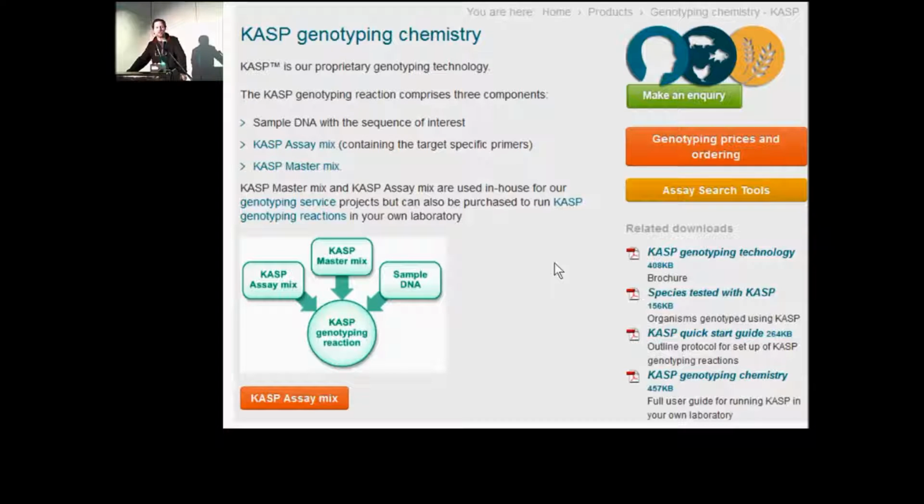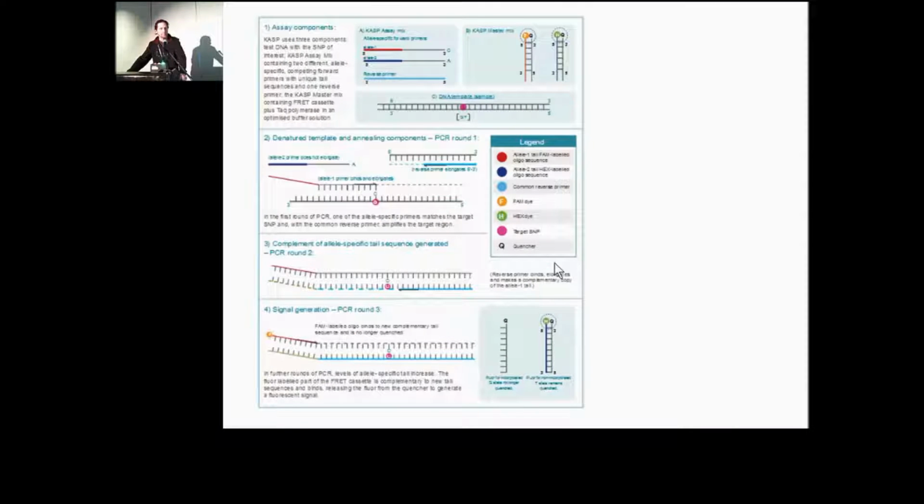The same pages, you can pull out PDFs that describe the CASP genotyping technology if you're not familiar with it. You can purchase this as reagents and do it in your own lab, or you can use LGC as a service provider where you send DNA, or even tissue for that matter, and then get your data back. So the CASP assay is essentially a competitive allele-specific primer extension assay.